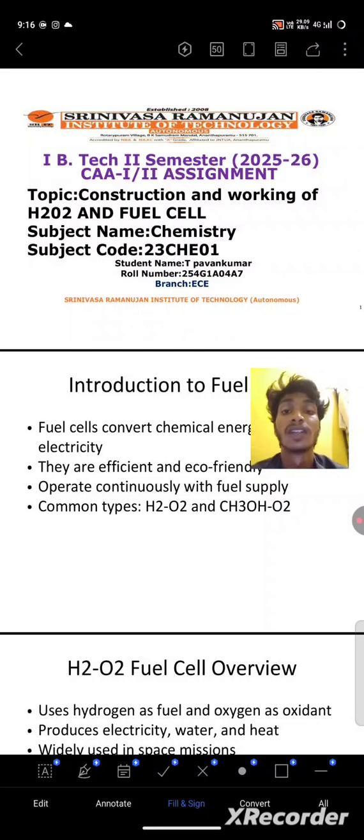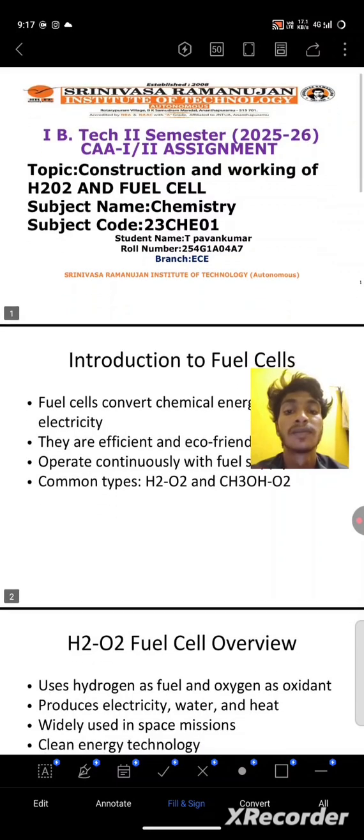Topic name: Constitution and working principle of H2-O2 and CH3OH-O2 fuel cell. Subject name: Chemistry. Subject code: 23CSCCHE01. Student name T. Pawan Kumar. Roll number 2547A0407. Branch ECS, Srinivasa Ramanujan Institute of Technology, Autonomous.